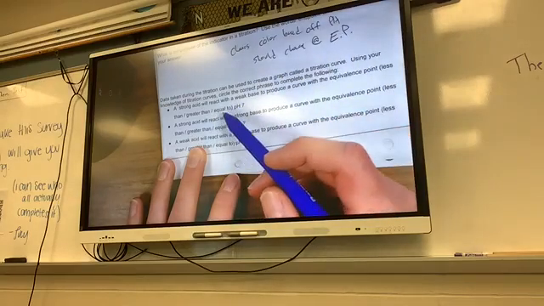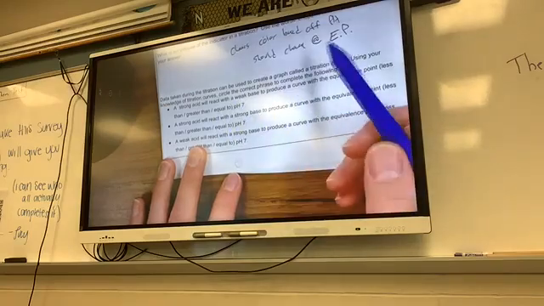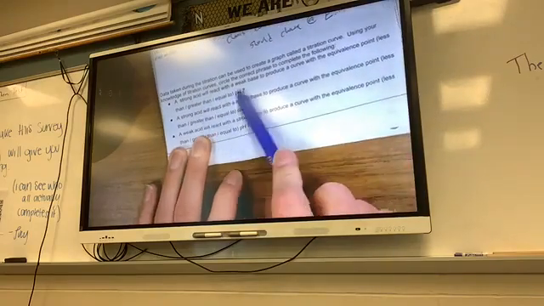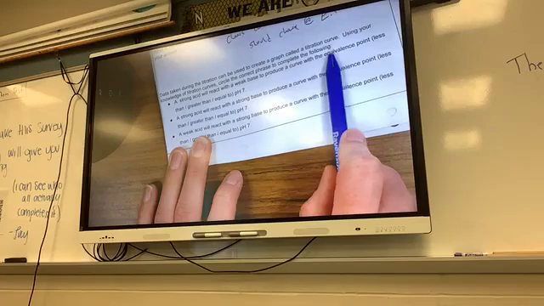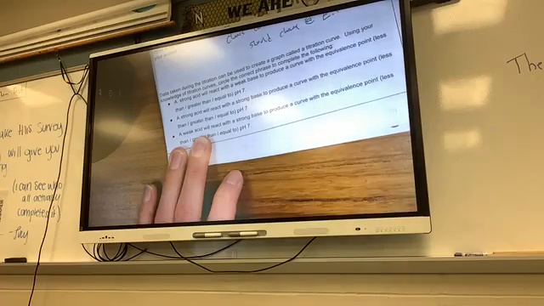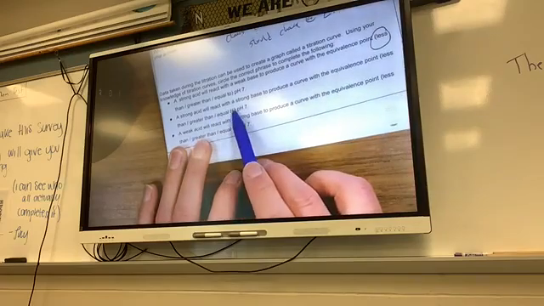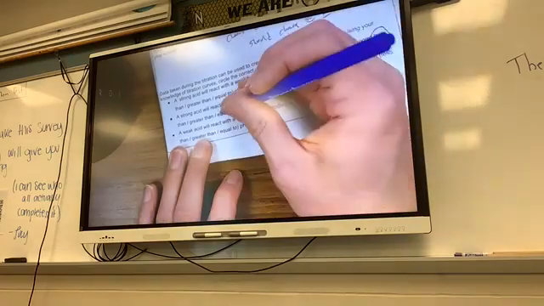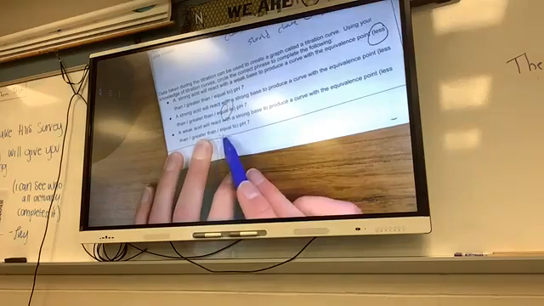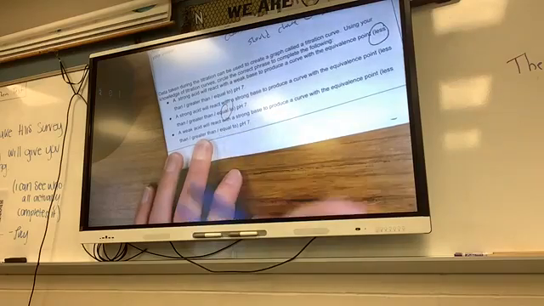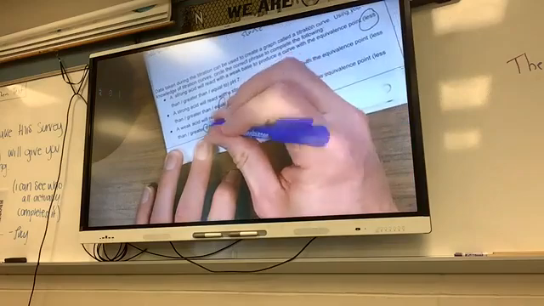Using your knowledge of titration curves, circle the correct phrase to complete the following. A strong acid will react with a weak base to produce a curve with the equivalence point less than, greater than, or equal to 7. Less than. A strong acid will react with a strong base: less than, greater than, or equal to. Equal. Weak acid will react with a strong base. Greater than. Way to use process of elimination.